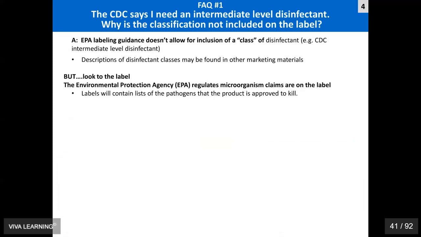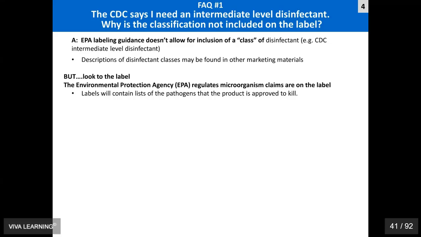So here's another question that I often get, so I put it in this slide. The CDC says I need an intermediate level disinfectant, but why can't I find that classification on the label? Here's why. EPA labeling guidance, and you remember that for intermediate and low-level disinfectants, the governing body is the EPA. Well, EPA labeling guidance doesn't allow for the inclusion of a class of disinfectant. That's really a CDC term. Like, for example, CDC says intermediate level disinfectant.